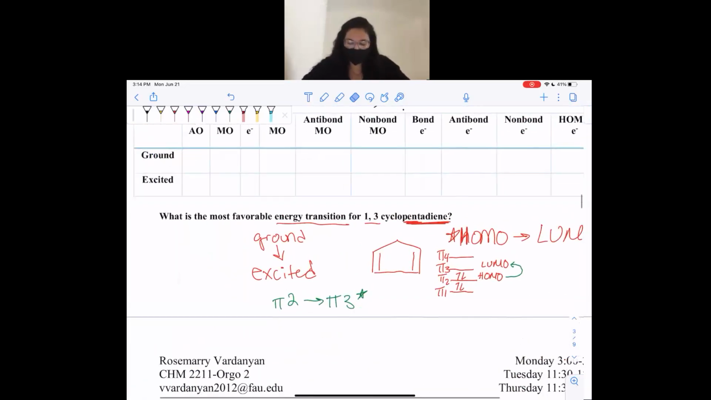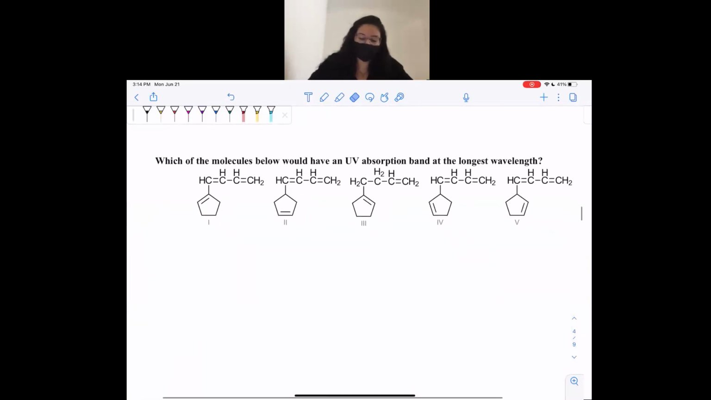And the next question is, which of the molecules has UV absorption at the longest wavelength? So we know that if we're talking about UV absorption, which type of spectroscopy are we using? And then someone asked a question, and I am not ignoring you. I'm just going to go back to it after we finish this example.